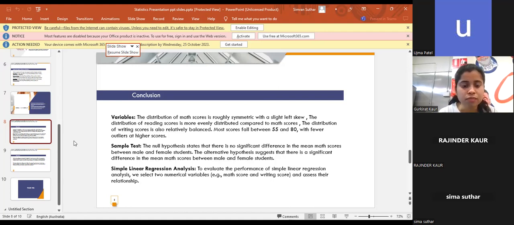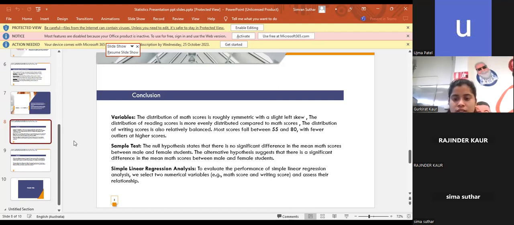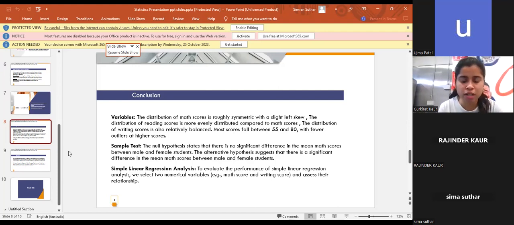Sample test. The null hypothesis states that there is no significant difference in the mean math scores between male and female students. The alternative hypothesis suggests that there is a significant difference in the mean math scores between male and female students. Simple linear regression analysis. To evaluate the performance of simple linear regression analysis, we select two numerical variables, for example math score and writing score, and assess their relationship. Next screen, please.